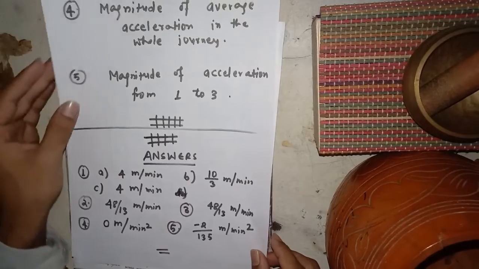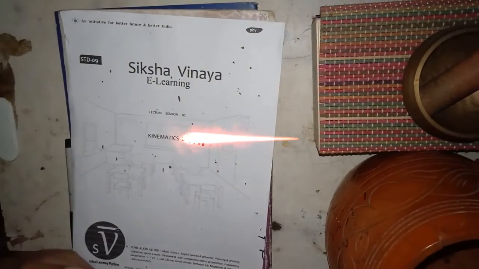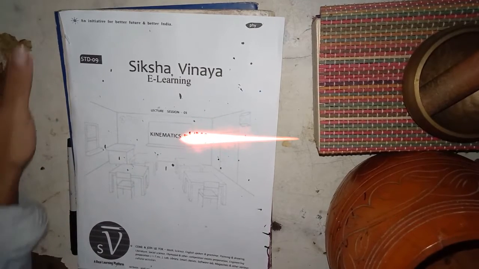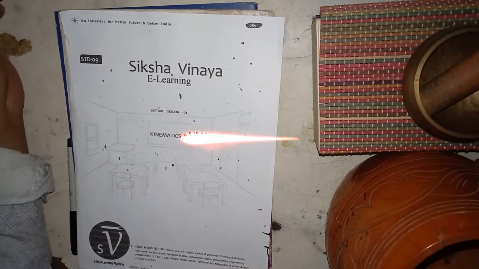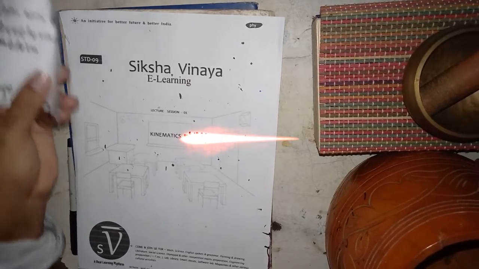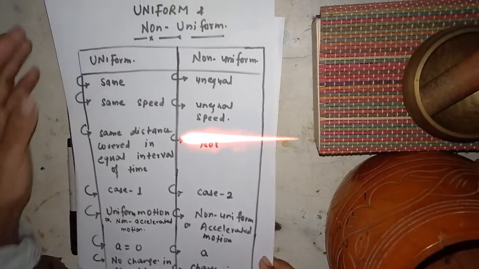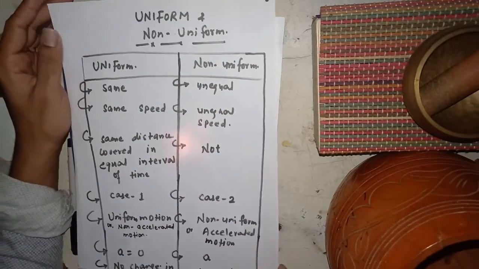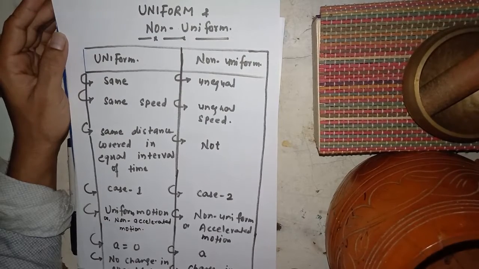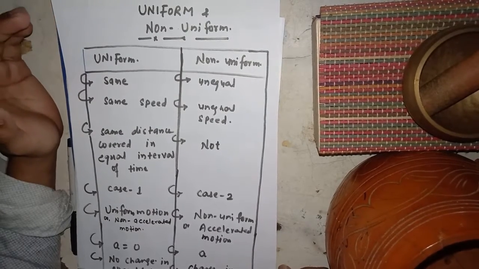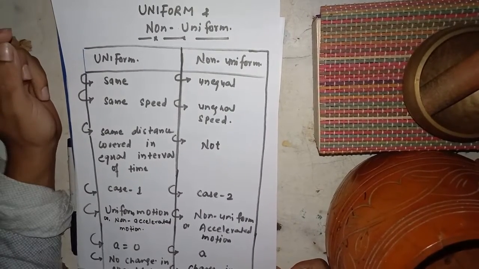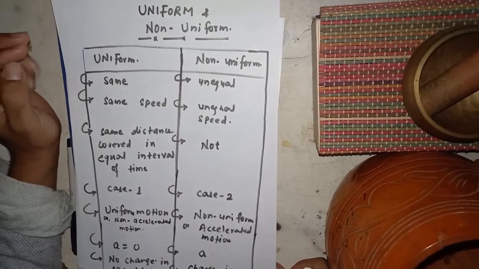Now you have grasped some idea about how to calculate average velocity, average acceleration, average speed, or acceleration at a point, or acceleration between two places, velocity between two places. So now I am giving you the important types of motion. There are two important types of motion here.